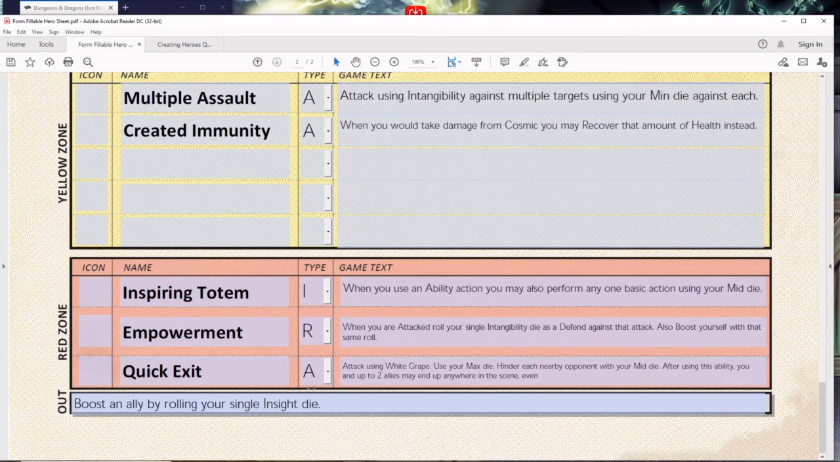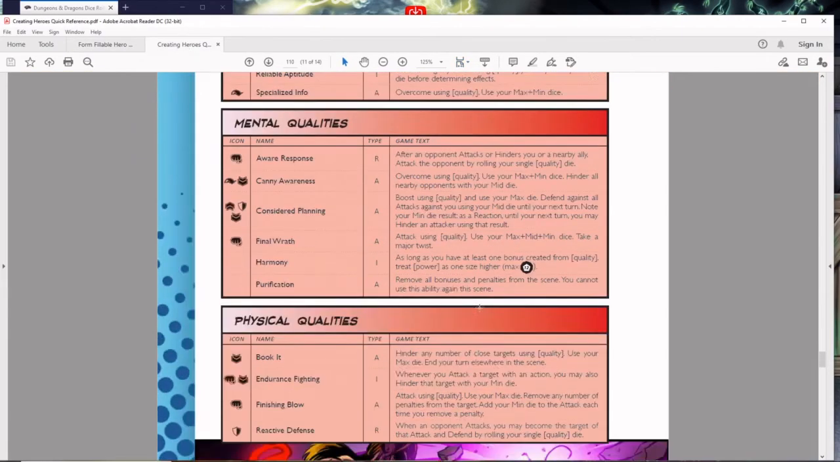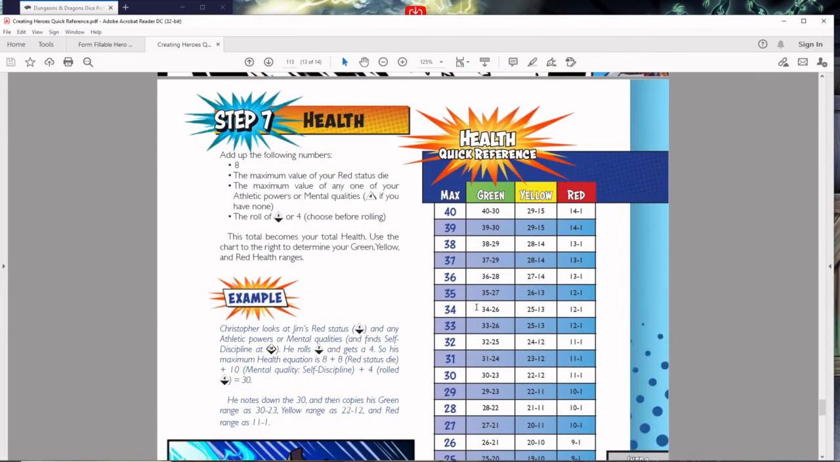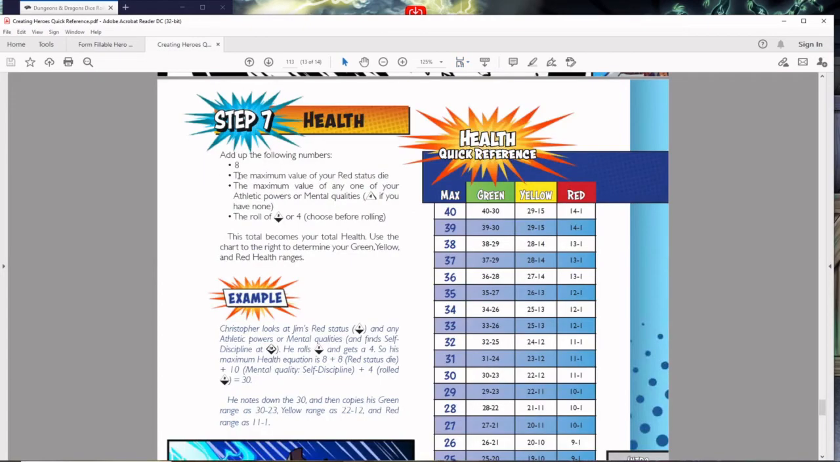Anyway, so now we do health. And health is an interesting situation. So that is our retcon. I added a red ability. So for health, you start at 8. Then the maximum status of your red die, which is 12, so that's 20. And then the maximum value of any one of your athletic powers or mental qualities, except we are also armored, so we can take power suit. We do not have a mental quality. We do not have an athletic power. So we do have a tech power, which is power suit. So that is what we are going to use. So that is 8 plus 12 plus 8, which gives us 28 right now.